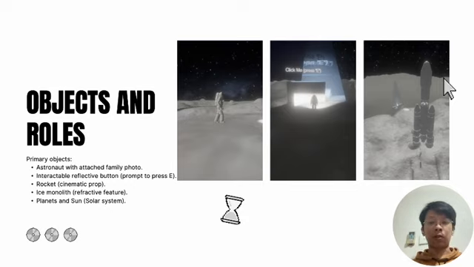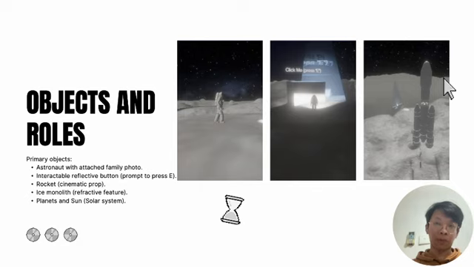Next is an interactable reflective box that invites the player to push the E button. It uses a cube camera to create real-time reflections. The rocket is a cinematic prop near the horizon, and it launches across the animation with an accelerating velocity, controlling the timing of the zoom out.